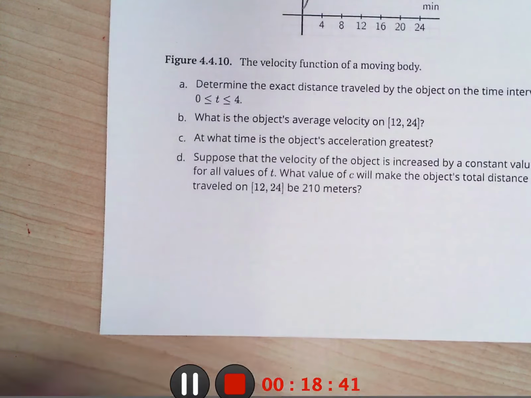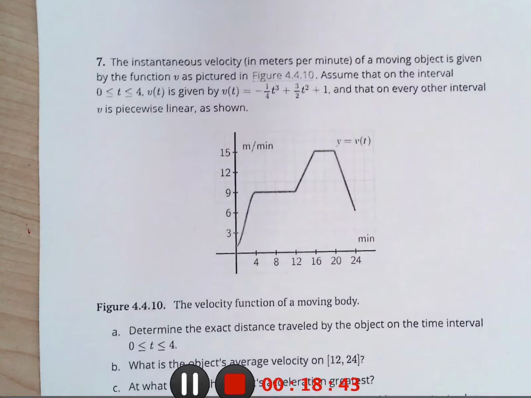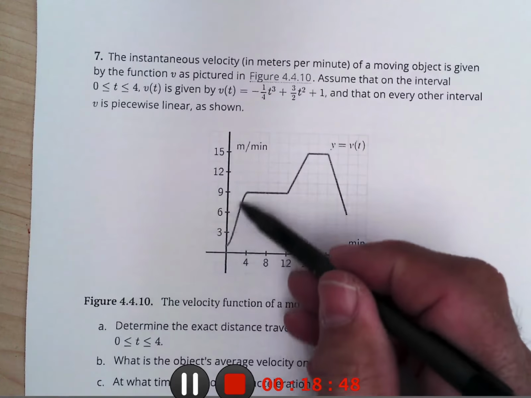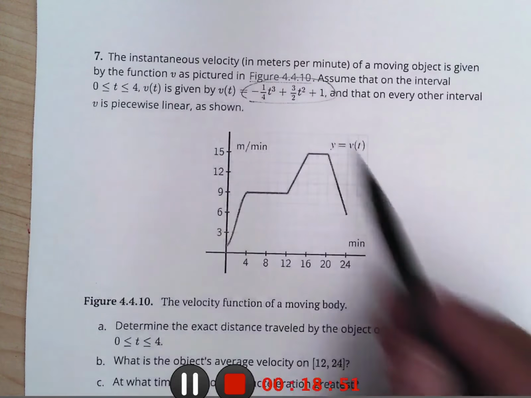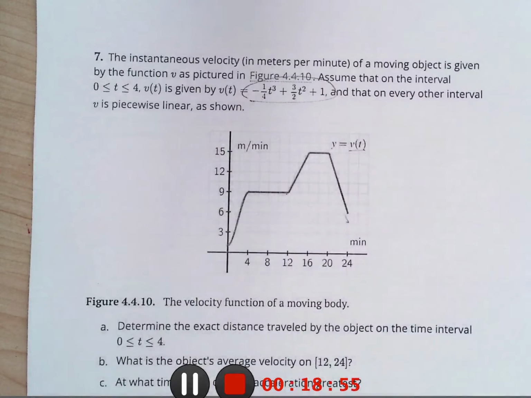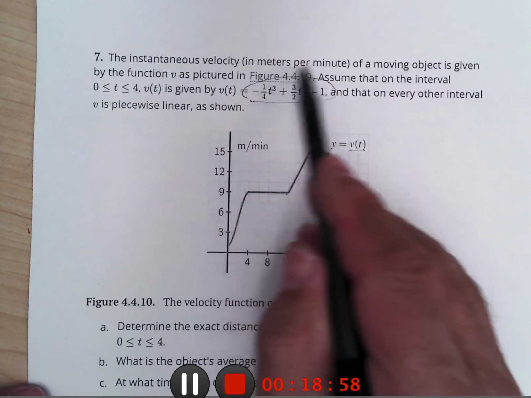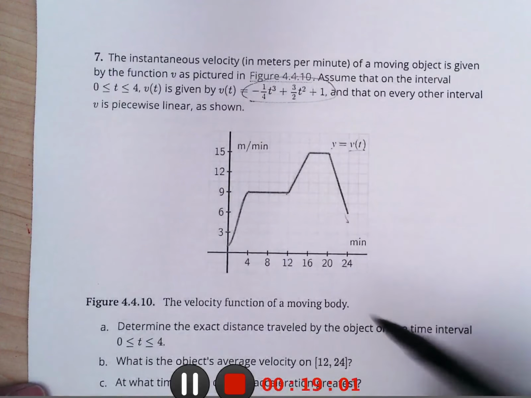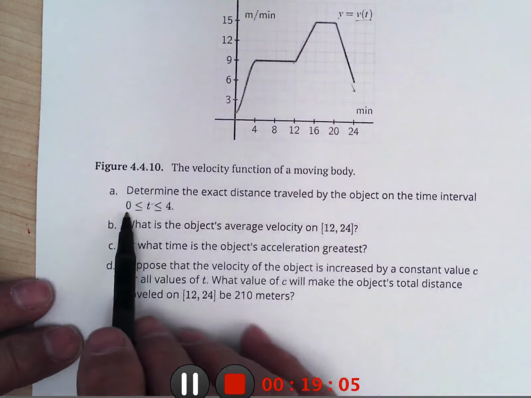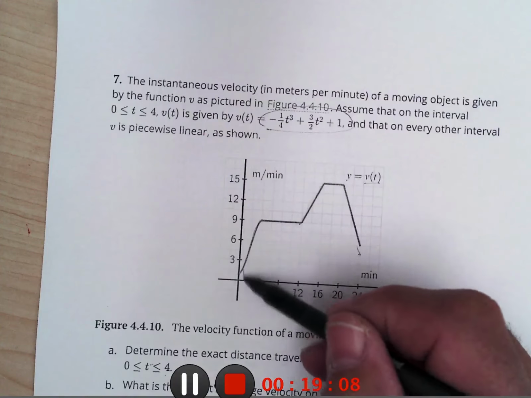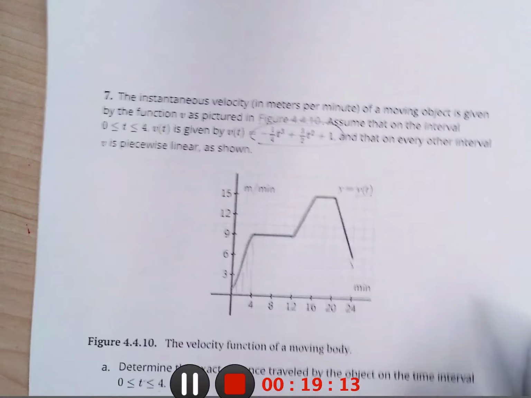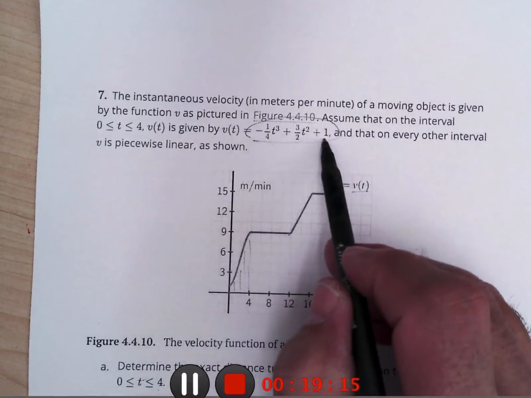Number 7. So from here to there, it's this equation. Otherwise, it's straight lines, it says, for the velocity of a thing moving in meters per minute. And the first question says, what's the exact distance traveled on the interval from 0 to 4? So that's the area under here. We could estimate it by counting squares, and we could estimate it by typing this into the calculator and going from 0 to 4.